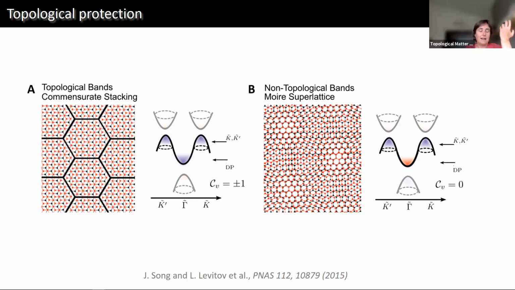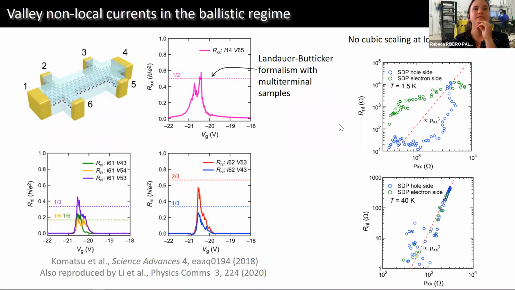Okay, in the meantime, I have a question for you. When you show those results where at 40K you recover the cubic dependence, I assume that at 40K you don't have quantization, right? Yeah, there is no quantization. They don't see quantization at 40K. Okay. So it's only at low temperature, at 1.5 K.